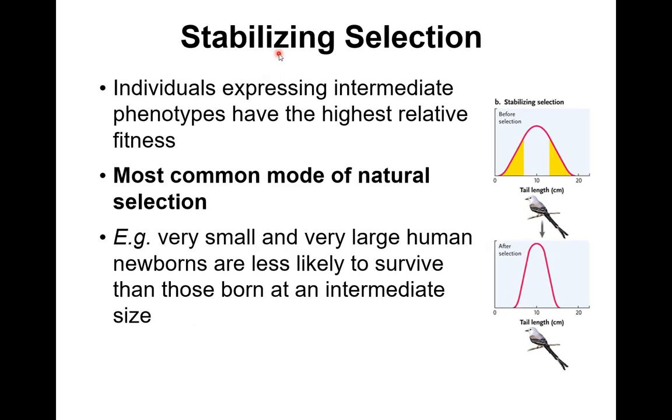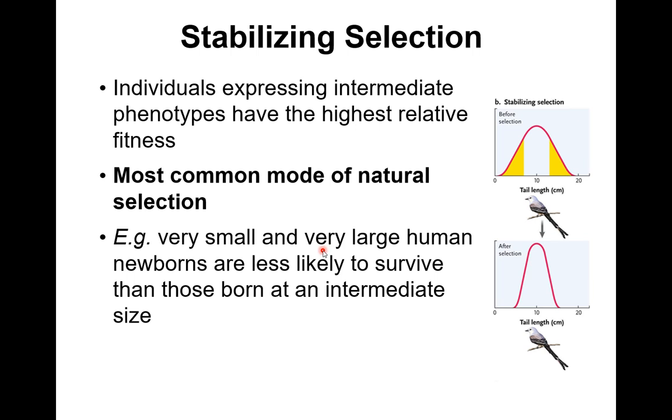Second type is stabilizing selection. In this case, the distribution of the variance, instead of being pushed towards one side or the other, is pushed more or extended towards the top. So it stays the same, but more gets compressed toward the mean value. This is the most common mode through which natural selection acts.